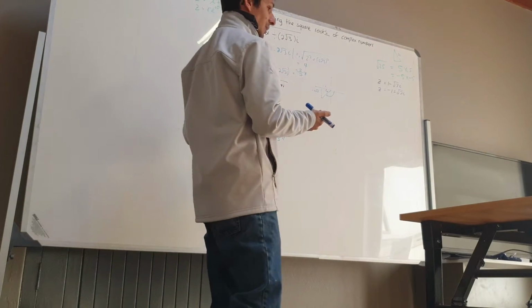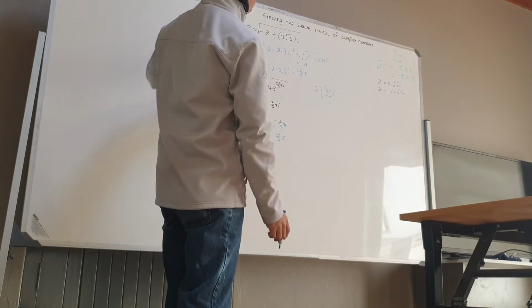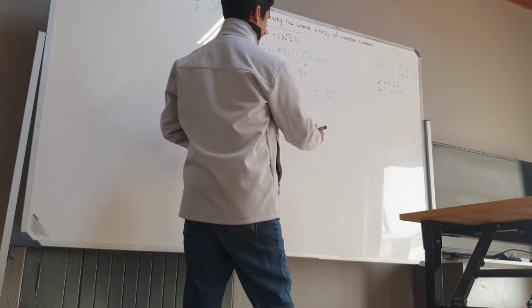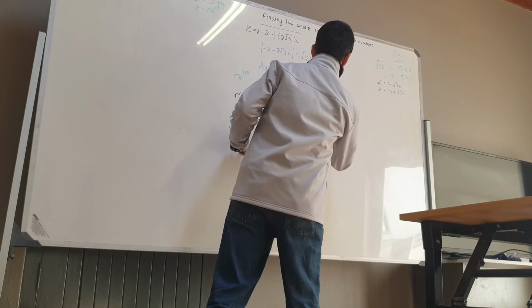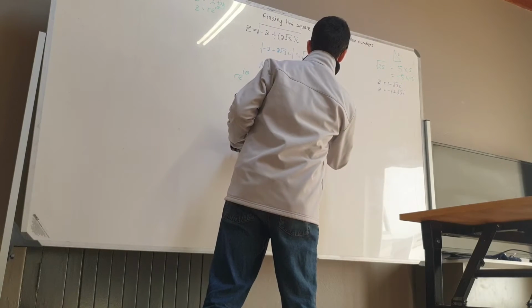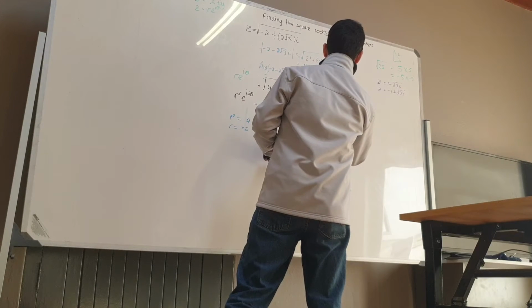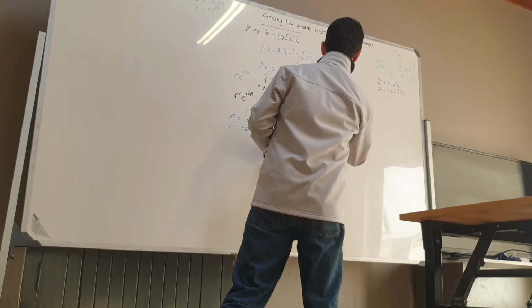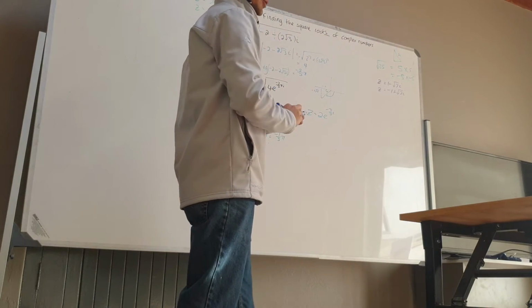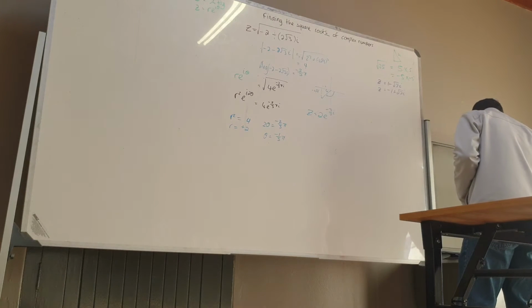Okay, let's just consider the first solution. What's the first solution? Let's stick it into the equation. r is equal to 2. So z is equal to 2 e to the minus pi on 3 i. Okay, there's my first solution. So where is my second solution?